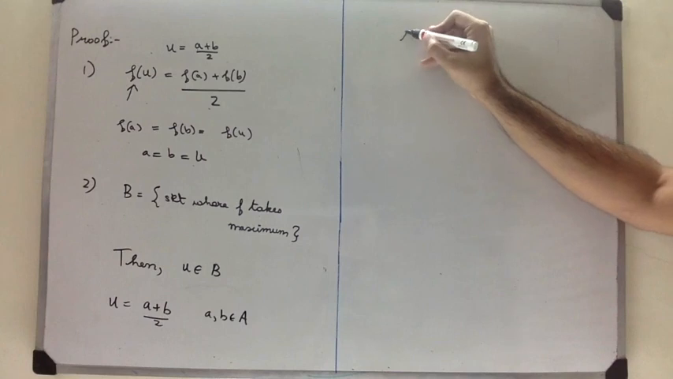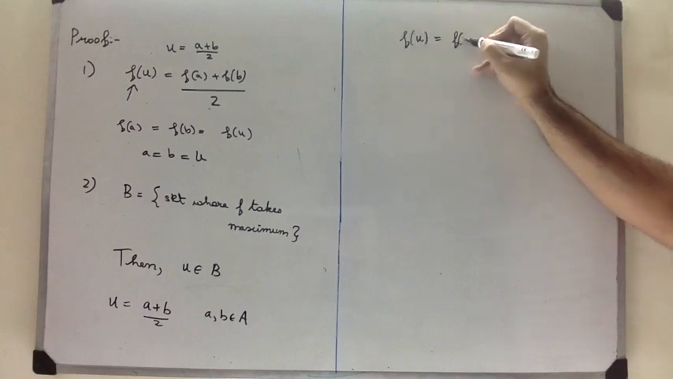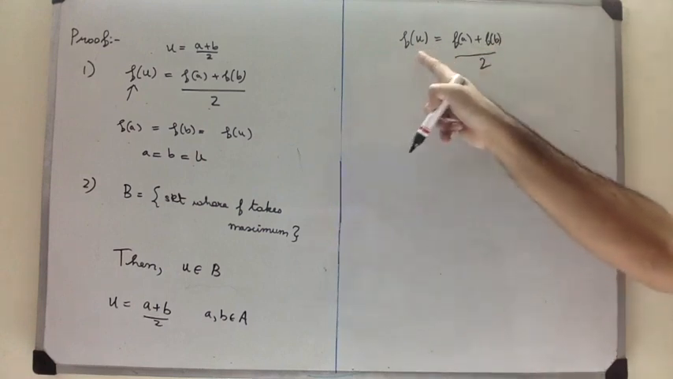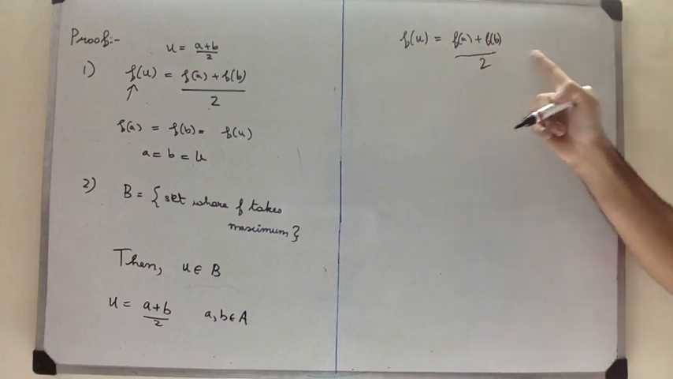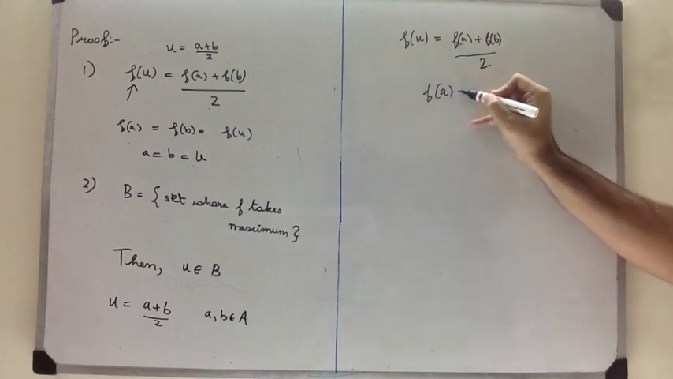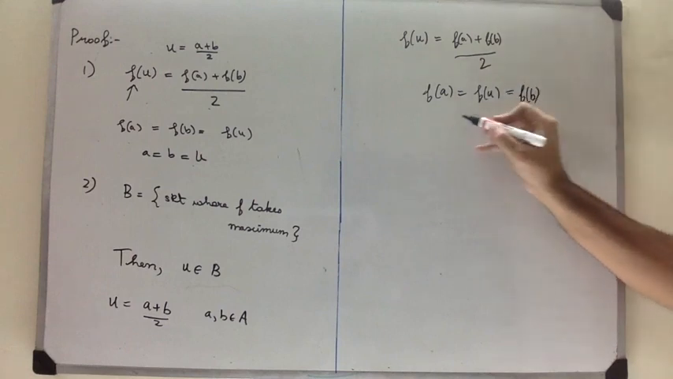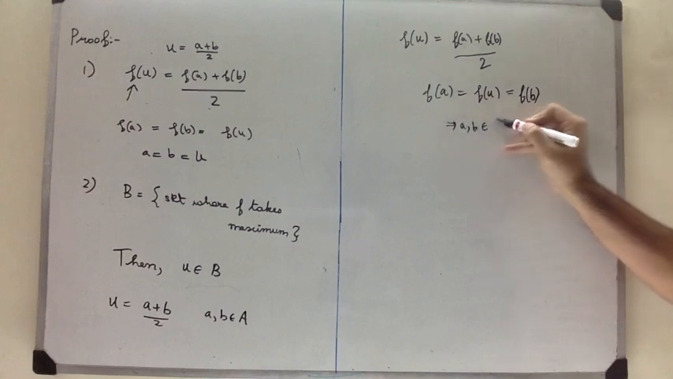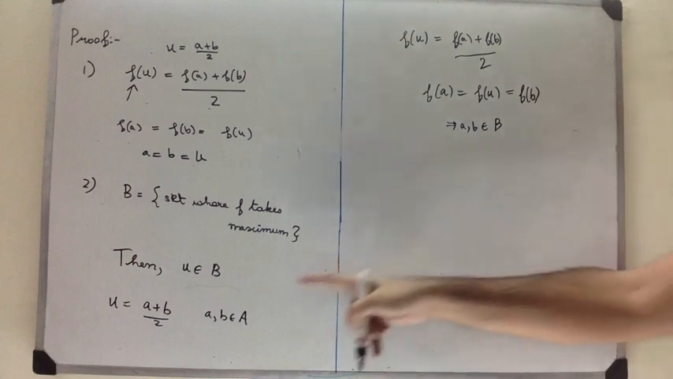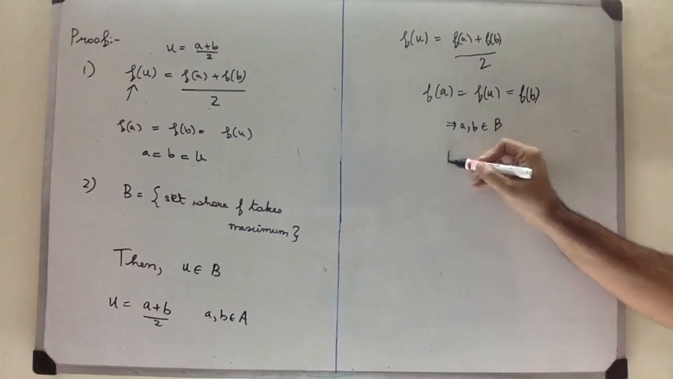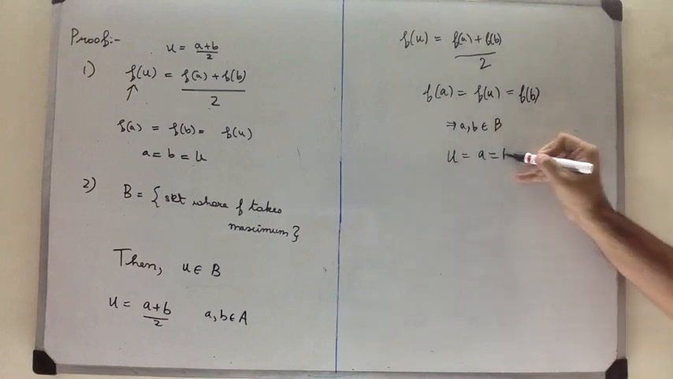Now again you write f of u as (f of a plus f of b) by 2. For the same reason, because f of u is maximum, there's no choice but for f of a and f of b to be equal to f of u. But this implies that a, b lie in B, but u is an extreme point of B, and a and b lie in B. This means that by the definition of extreme point, u is equal to a equal to b. So we are done. We'll now prove a simple consequence of our earlier theorem.